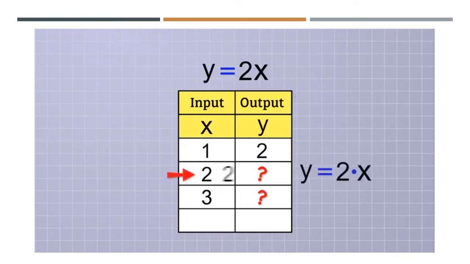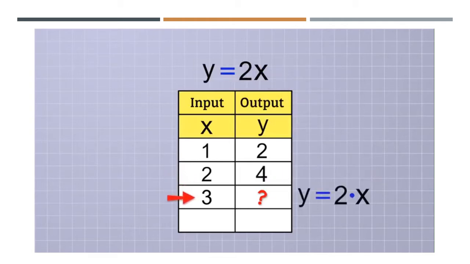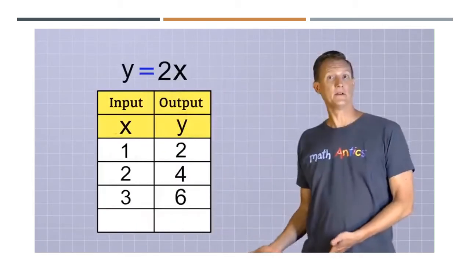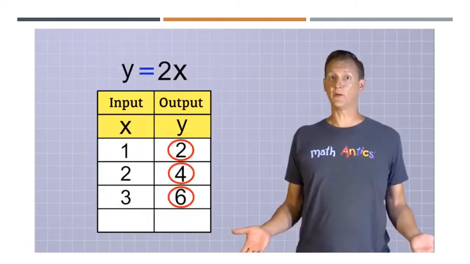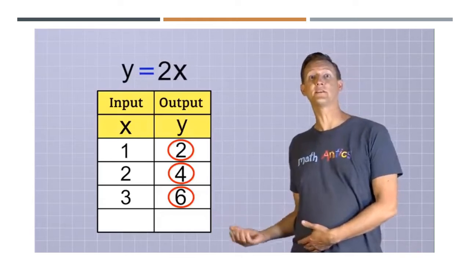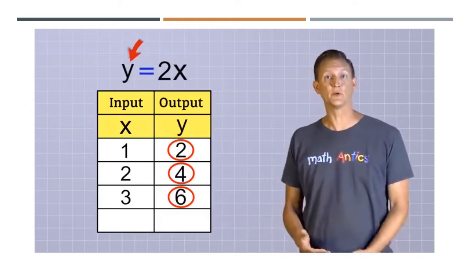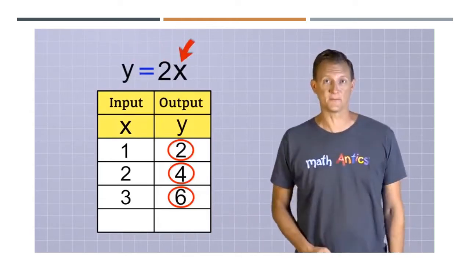Next, if we input the value 2 into our function, we get y equals 2 times 2, which means y equals 4. So the output value is 4. And last, if we input the value 3 into our function, we get y equals 2 times 3, which means y equals 6. So the output value is 6. See the pattern? For each input value, the output value is twice as big, which is what we would expect because the original equation says that y, the output, is equal to 2 times x, the input.